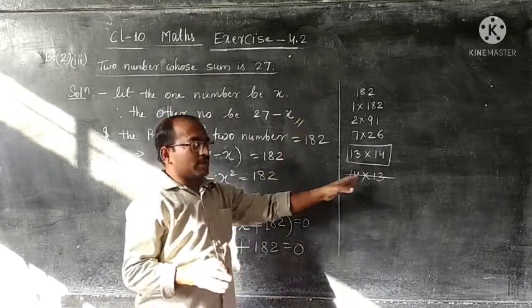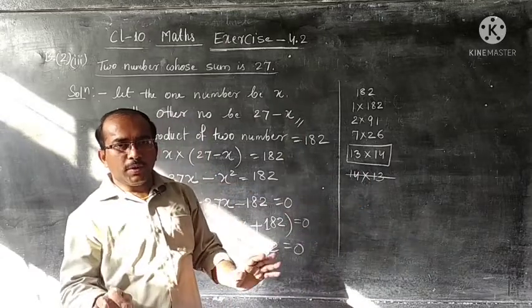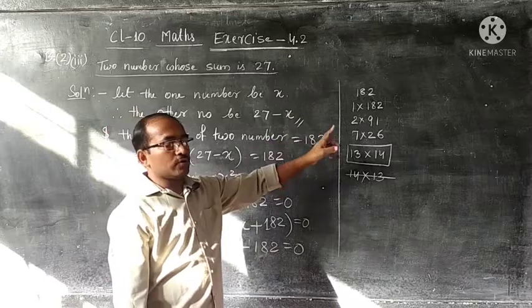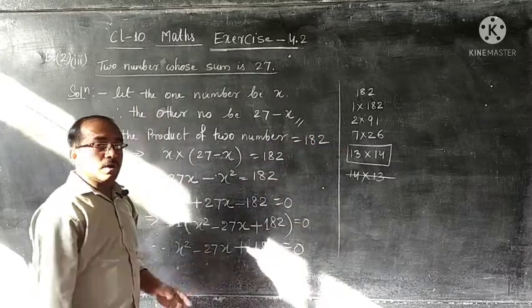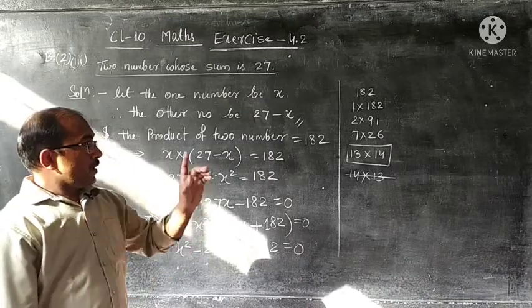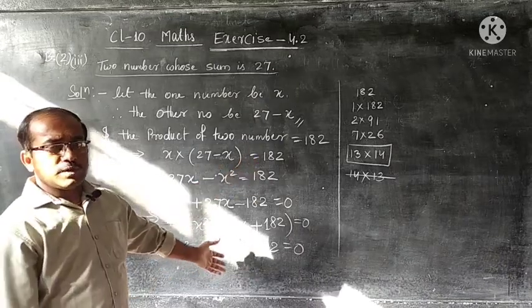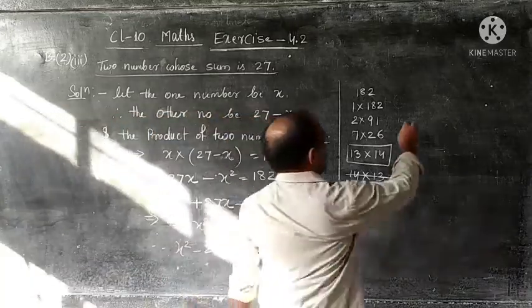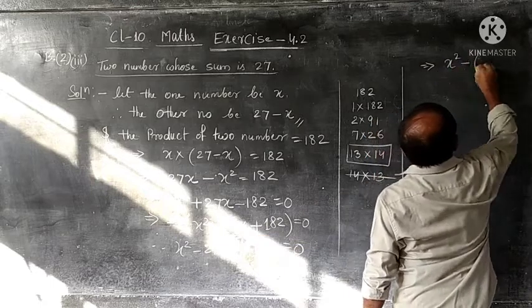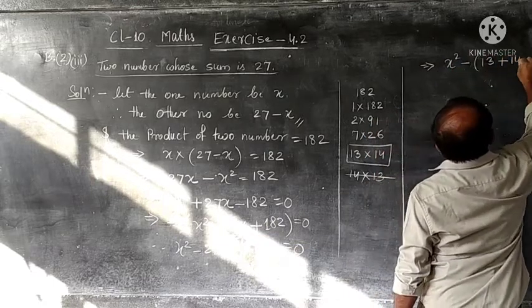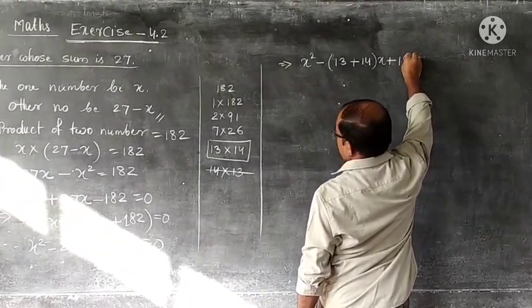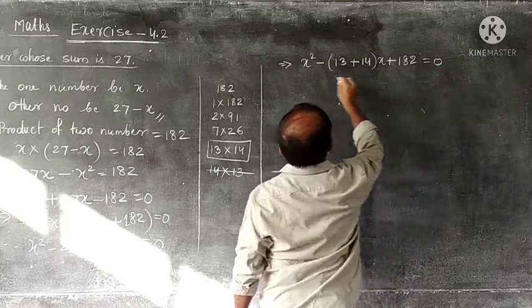So if we follow this, we will be able to find all the factors of any number, and after that we need to find out which pair is giving the middle term. Middle term either by adding or subtracting, not by any other operation. So 13 and 14 surely will be 27 by adding. Let's continue then. X squared minus 13 plus 14, 27, into x plus 182 is equal to 0.